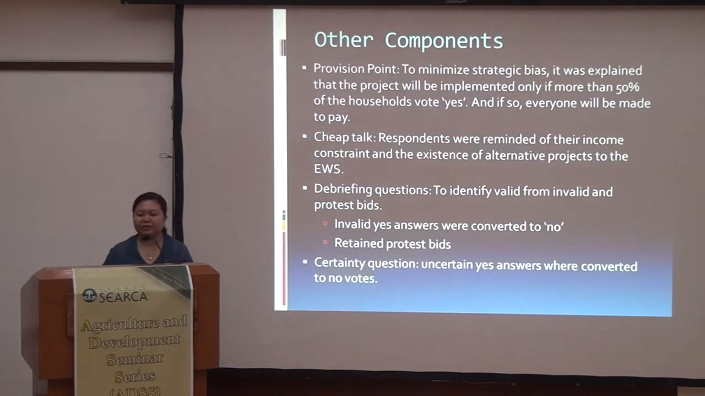Other components of the questionnaire include the provision point. For the provision point, it was explained that the project will be implemented only if more than 50% of the households vote yes for the project. Okay? Otherwise, the project will not push through. The purpose of this provision point is to minimize strategic bias.